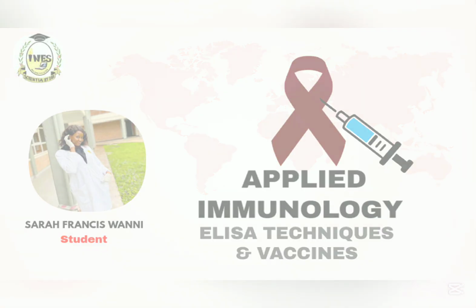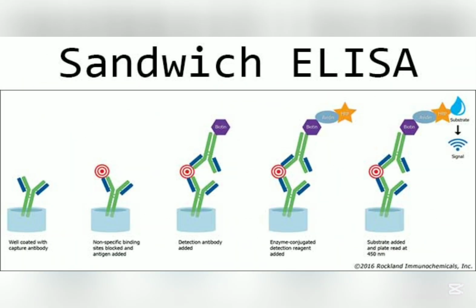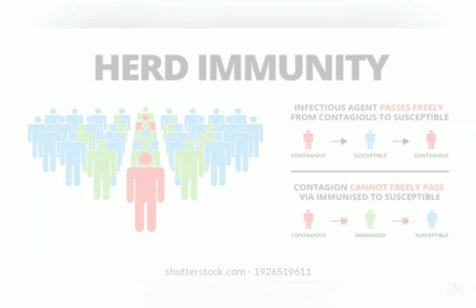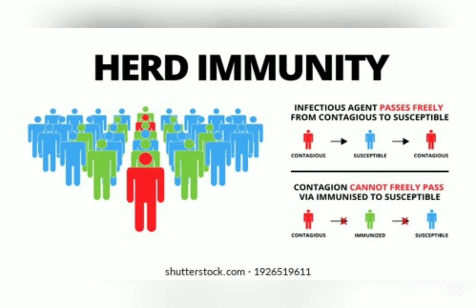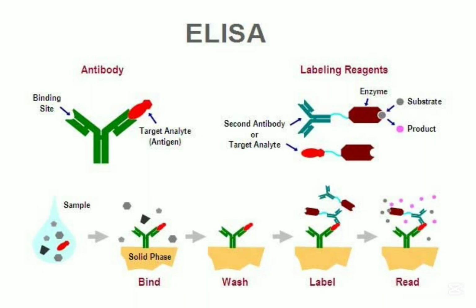I'm going to present about the ELISA technique, the difference between sandwich and indirect ELISA, the application of ELISA in clinical practice, the types of vaccines and their characteristics, how herd immunity contributes to disease prevention, and then the difference between active and passive immunization. Starting with the principle of the ELISA technique: ELISA is enzyme-linked immunosorbent assay.